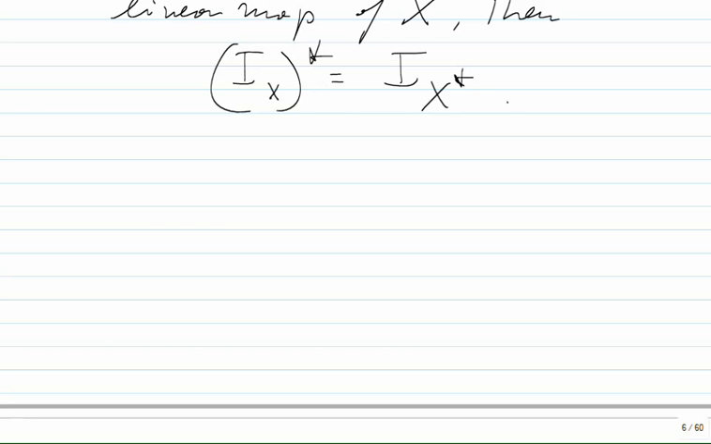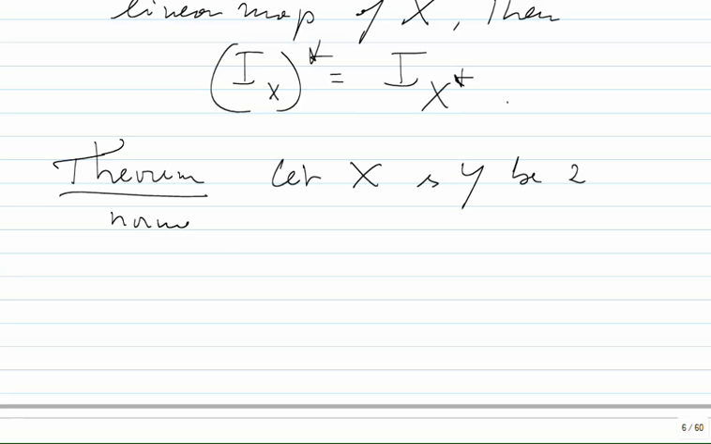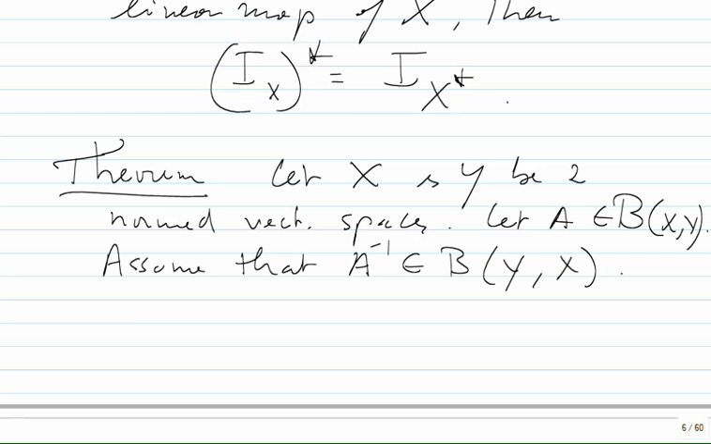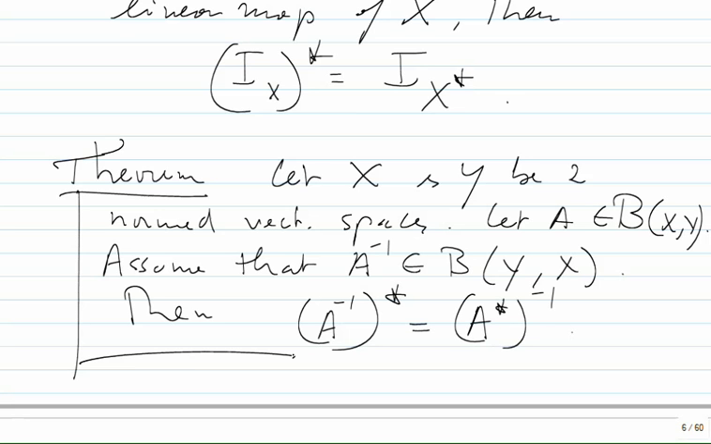What happens to this one? So theorem. Okay, let X and Y be two normed vector spaces. Let A be a bounded linear operator. And we assume that we have an inverse, okay? So assume that A inverse exists and is continuous from Y into X, assume that, then the A inverse adjoint, okay, is in fact the inverse of the adjoint. So the adjoint has an inverse, and it is the adjoint of the inverse of A. Okay, so proof.